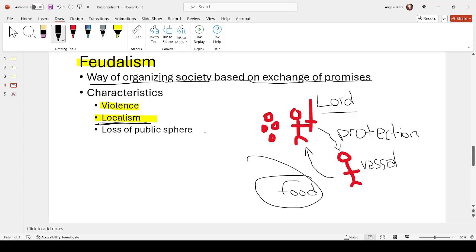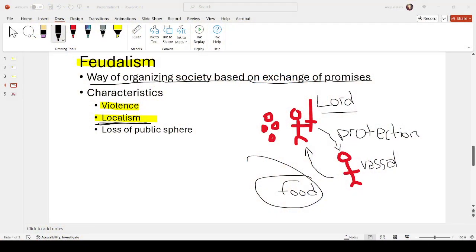There would be kings that tried to carve out large parts of Europe and make them domains, but those domains weren't stable. They wouldn't last. We're going to hear about some of them in later videos. Feudalism is an inherently localized way of running things. It's not good for exerting power over a large area. Okay. And then the last major characteristic of feudalism is the loss of the public sphere.